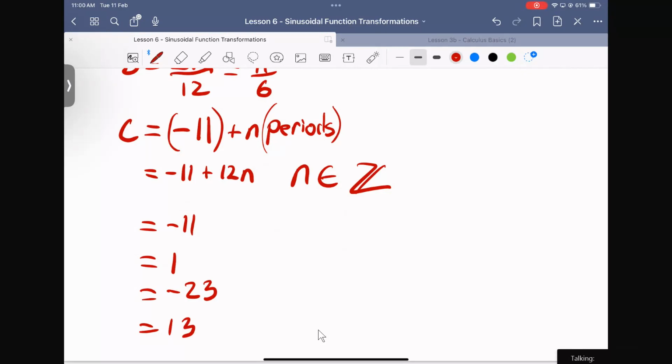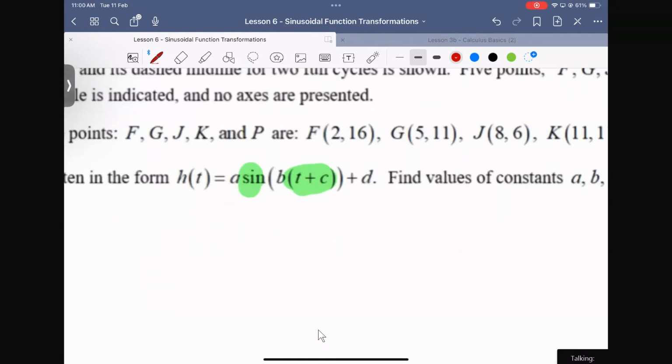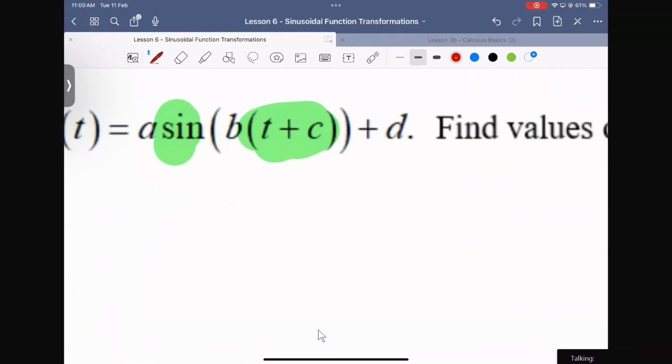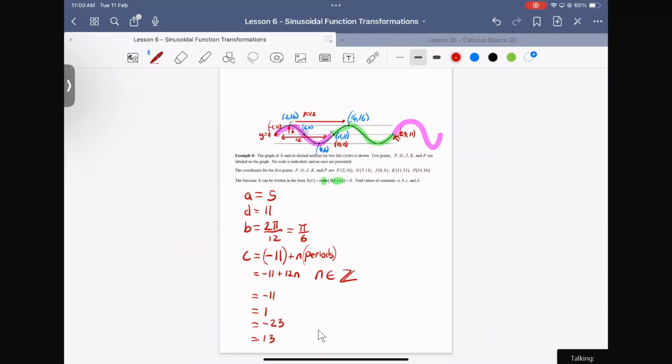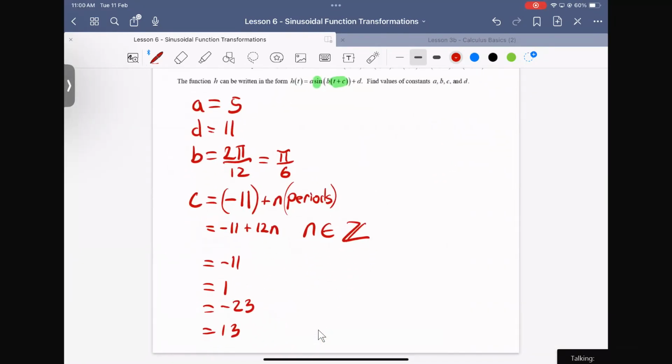So does multiplying by the b value change anything? The b value will change it if it's not in factored form. But in this case, it's factored, so the b value isn't going to change the value of c. It would if you expand the bracket, and then you'll get different looking periods.